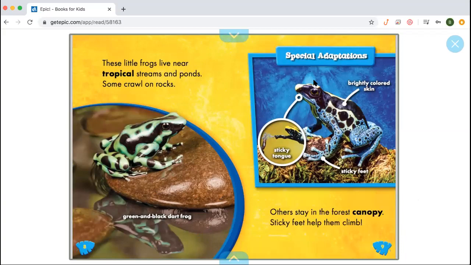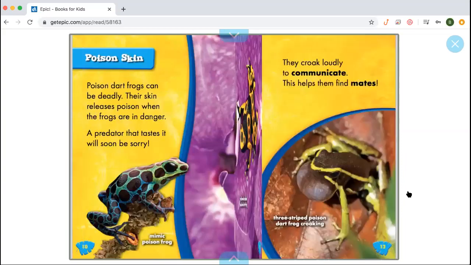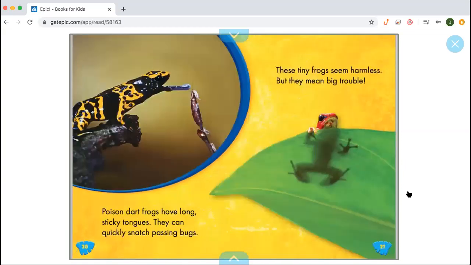Now, the next page says Special Adaptations. This blue frog, it says that it has brightly colored skin, sticky feet, and a sticky tongue. So let's learn about their adaptations. Others stay in the forest canopy. Ooh, look at that word canopy. It says others stay in the forest canopy. I don't know what canopy means. So I'm going to go to the glossary and look for canopy.